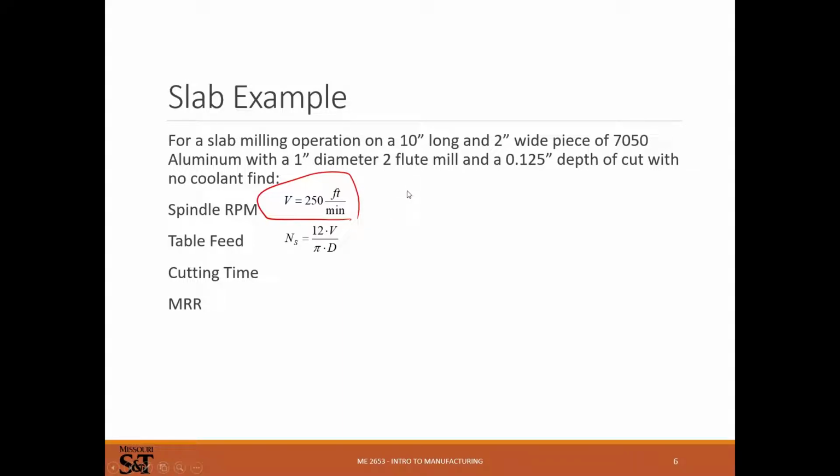Now we can use our RPM equation. That's just 12 times surface speed divided by pi times diameter. Let's talk units here. This is a conversion factor, 12 inches per foot, 250 feet per minute. As you can see, feet cancels. Pi times diameter of the tool in inches. Inches cancel. The only thing I've got is 1 over minute, hence RPM, revolutions per minute. So 955 RPM, that's what I need to set my spindle to get the desired surface speed.